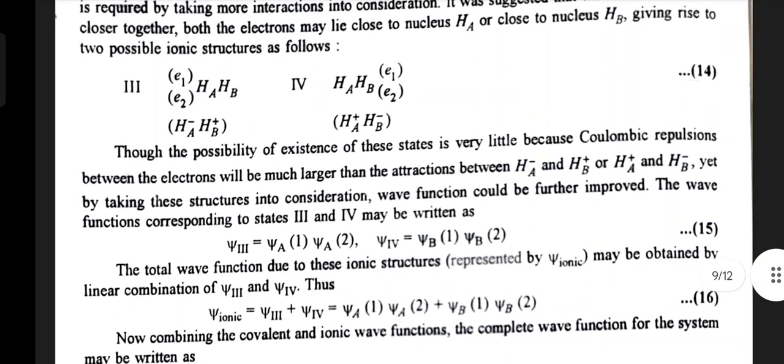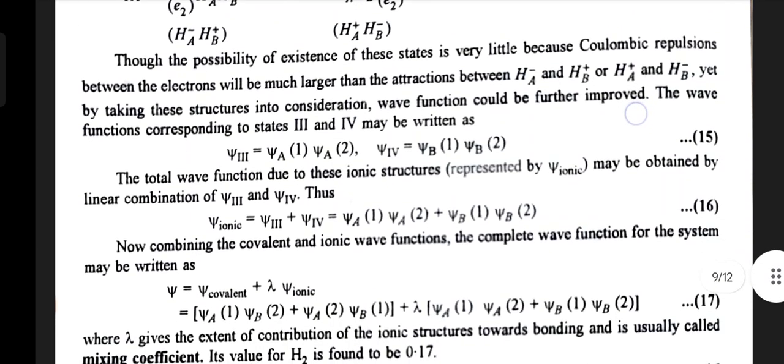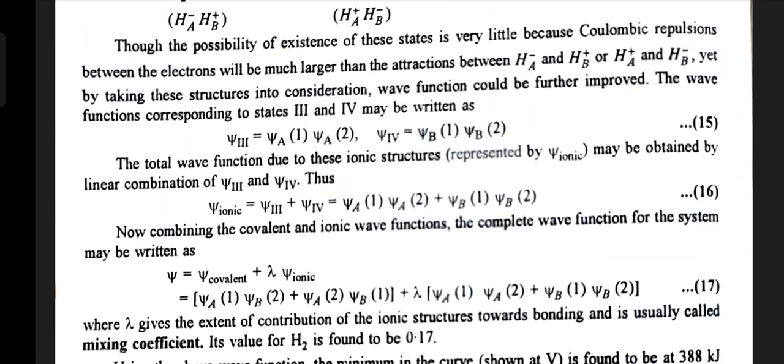The possibility of existence of these states is very little because Coulombic repulsion between the electrons will be much larger than the attraction between HA negative HB positive, or HA positive HB negative. Yet, by taking these structures into consideration, the wave function could be further improved. The wave function corresponding to the third and fourth states may be written as psi 3 equal to psi A(1) psi A(2), psi 4 equal to psi B(1) psi B(2). This is the 15th equation.